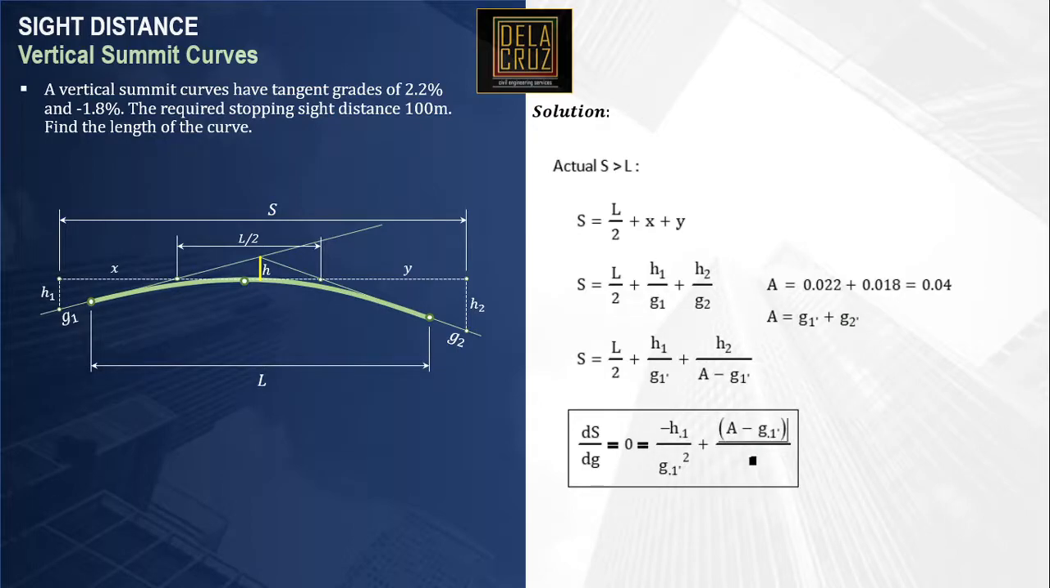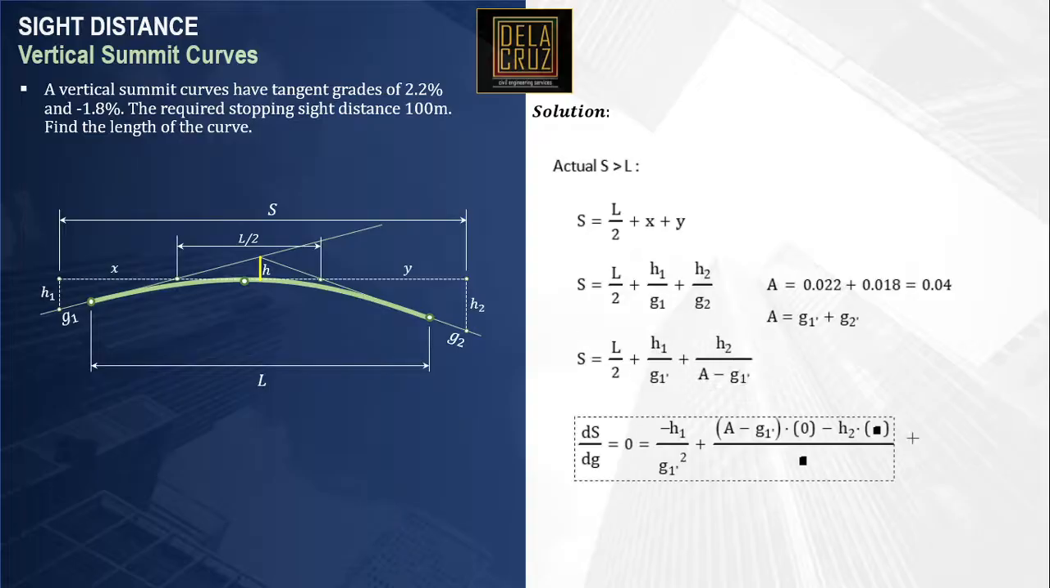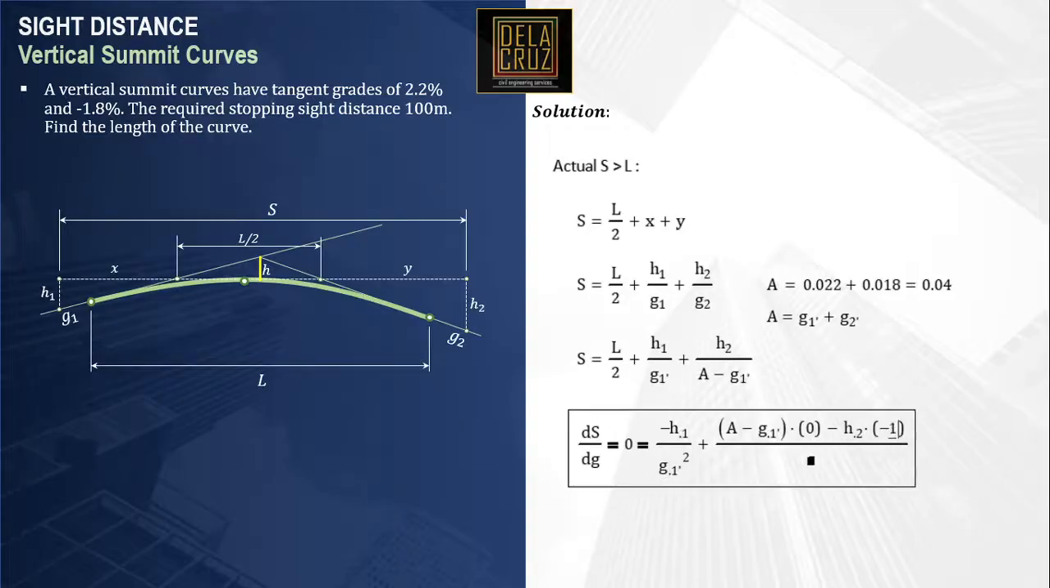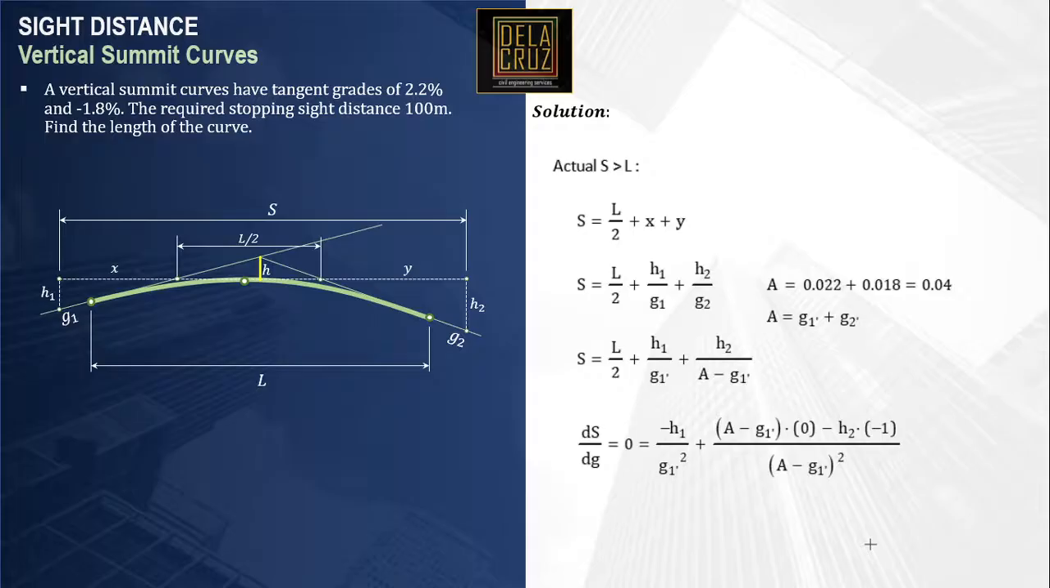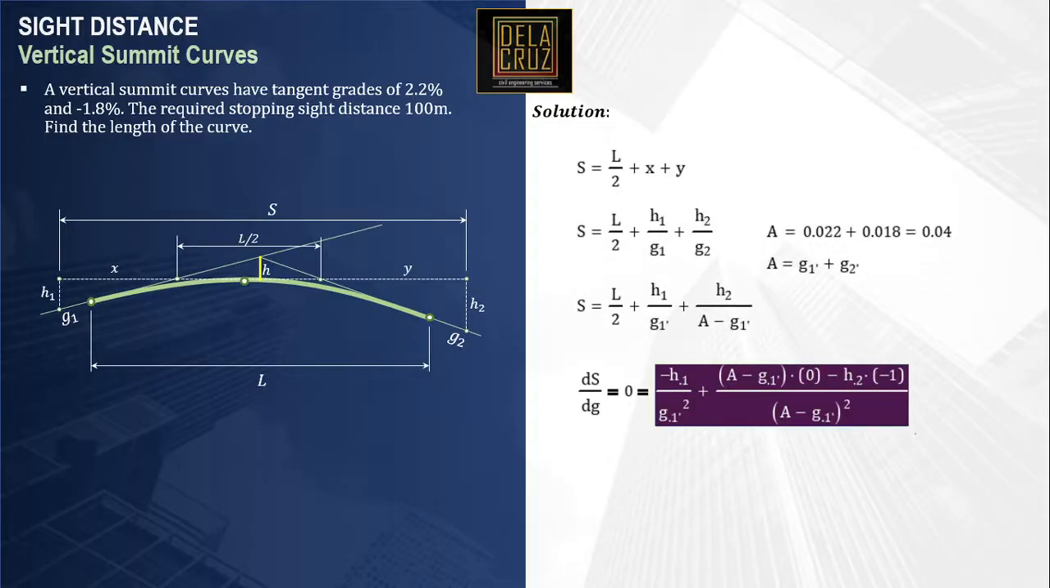Prime. Derivative of U. Our U here is H2. But H2 is constant, so it would become 0. Minus UDV. U is H2. The derivative of our V, A minus G1, would be negative 1 divided by the V squared. That would be A minus G1 prime squared.